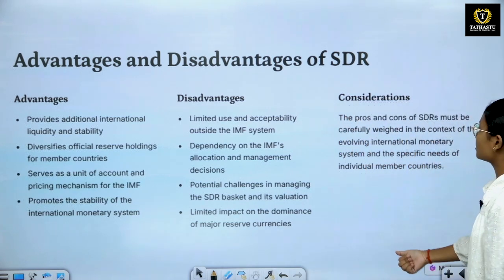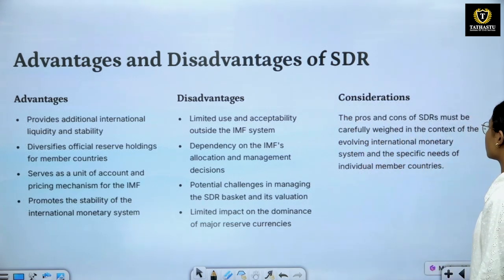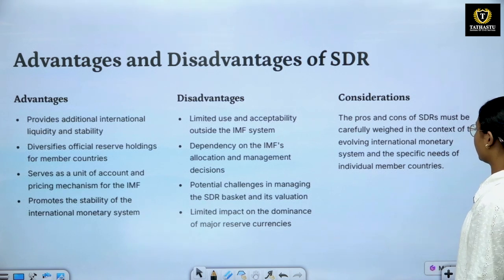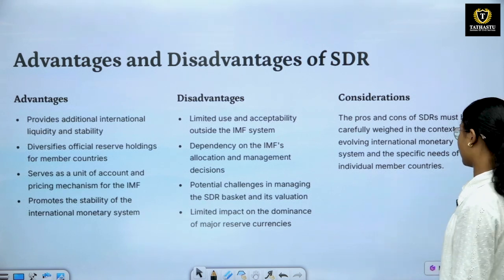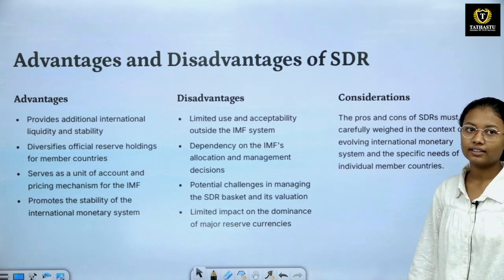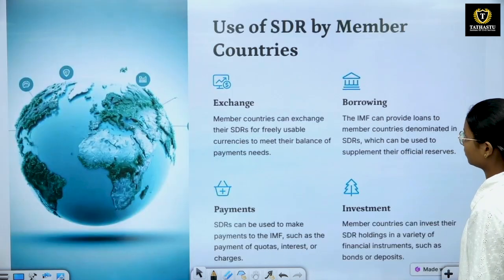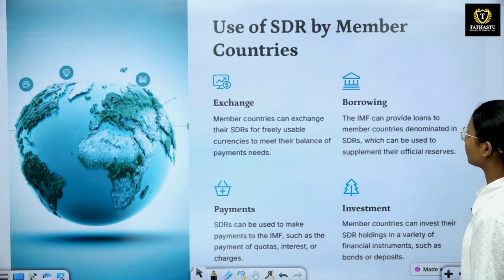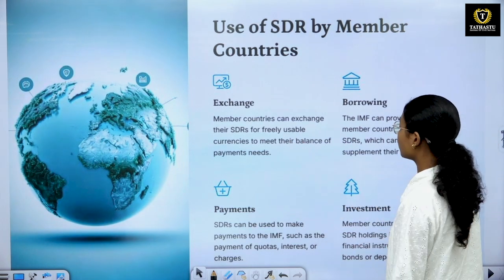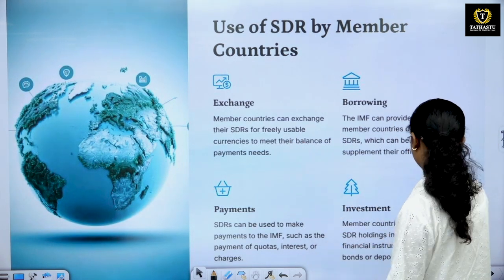Its considerations will be that the pros and the cons of the SDR must be carefully weighed in the context of the evolving international monetary system and the specific needs of the individual member countries. Now, the use of SDR by member countries, it helps in exchange, borrowing, payments and investments.